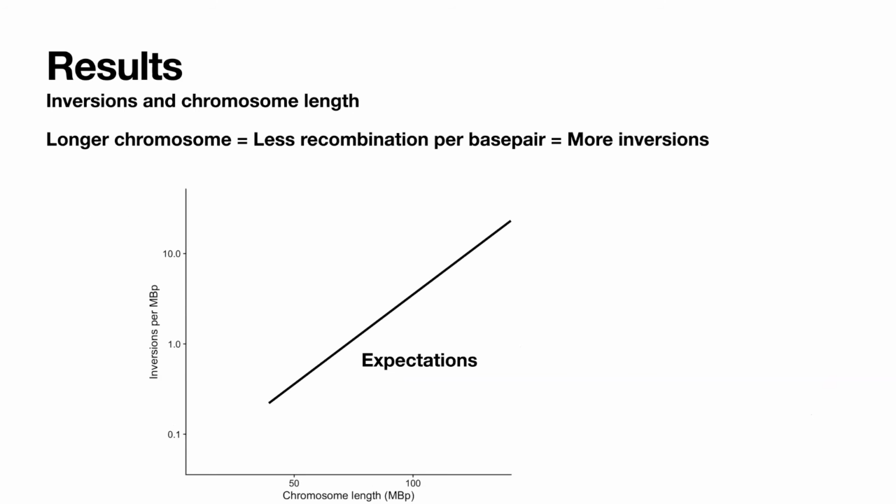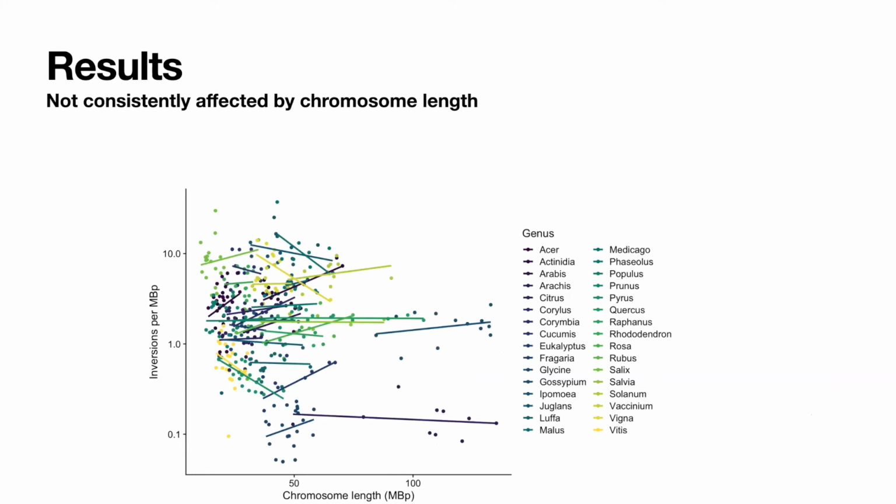We also looked at chromosome size, under the idea that longer chromosomes are going to have less recombination per base pair and perhaps more inversions, because recombination is generally bad for the fixation of inversions. But we don't see this to be true; there are idiosyncratic patterns per genus here.